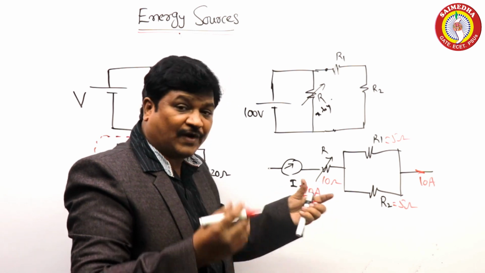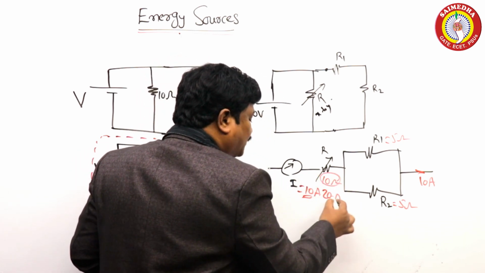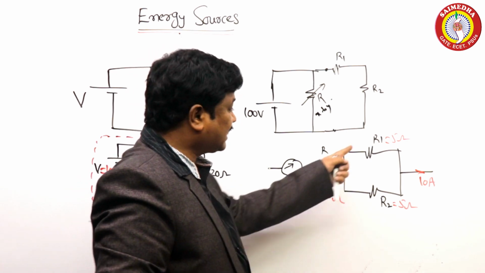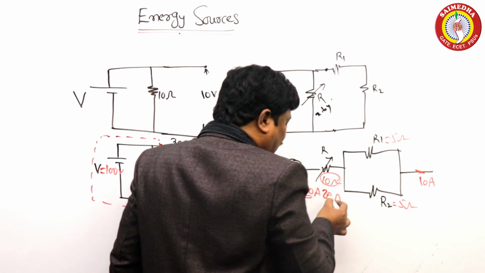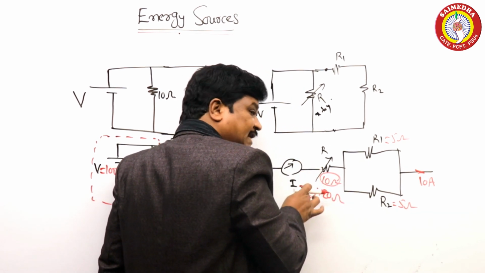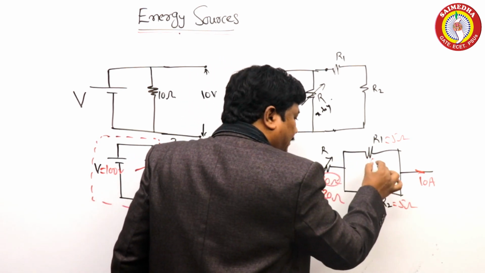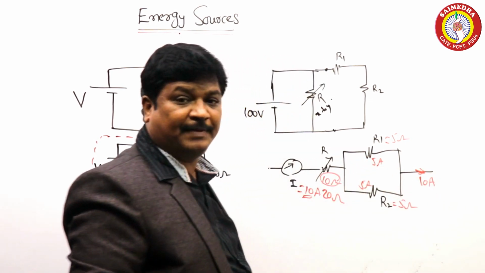Suppose this resistance value we are making 20 ohms instead of 10 ohms. What is the current in R1 and R2? It does not change. Why? Because even though you are changing to 20 ohms, the current will not show any effect. 10 amperes only. This is 5 amperes only. This is 5 amperes only. Again it goes to 10 amperes only.